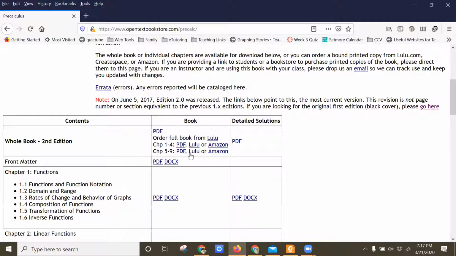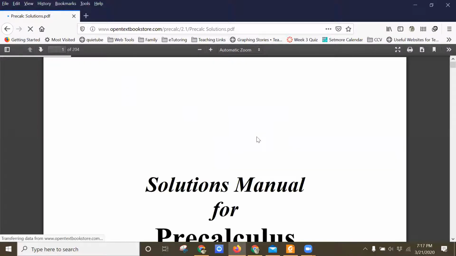Don't go buying one. If you want a copy, you just tell the school and we can get you a copy from the school. And then here are the detailed solutions. You want a copy of this because you've seen some of these. These aren't mine, but I've had you look at some of these for the online exercises that I post. They've got a lot of the work.